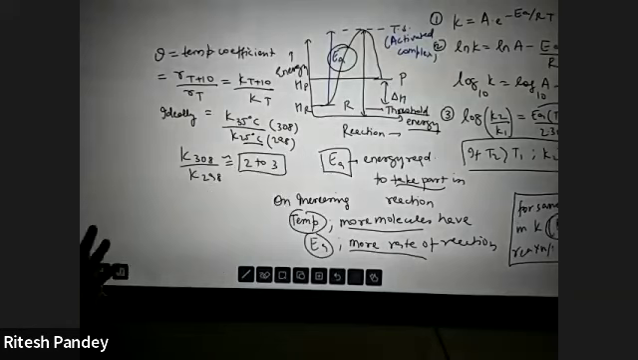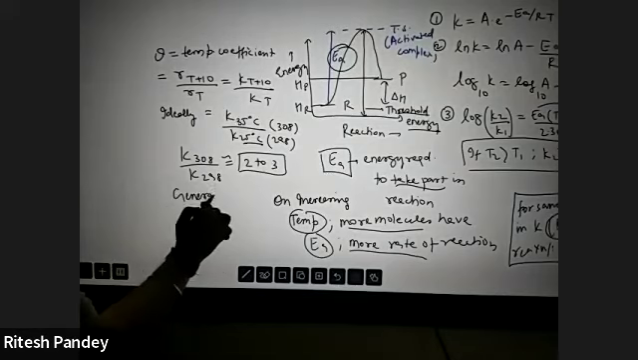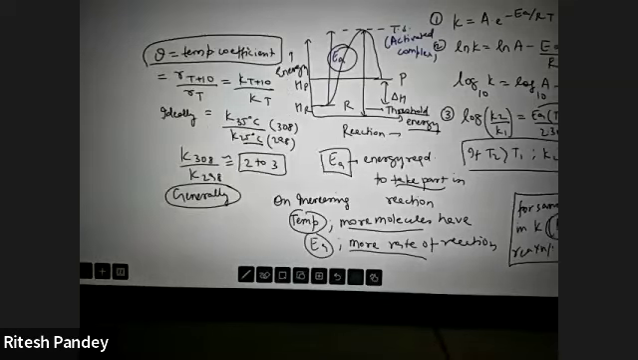All this is not a story, it is written in the book. This is not biblical, but generally, the temperature coefficient, which is the change in rate or the ratio of increase in rate for 10 degree or 10 Kelvin change in temperature.